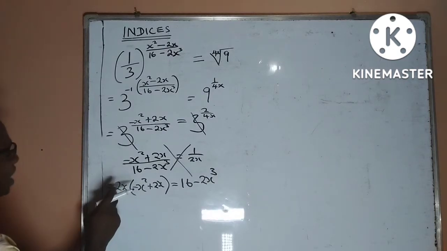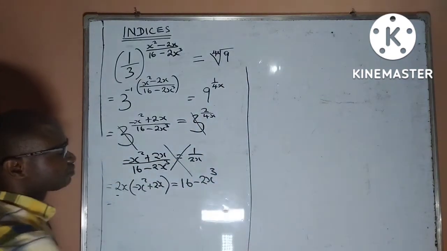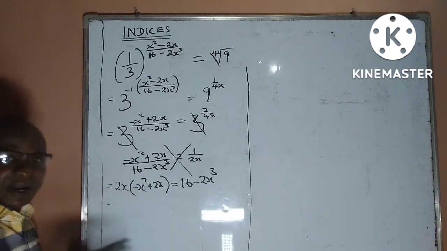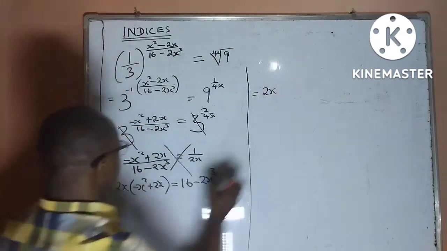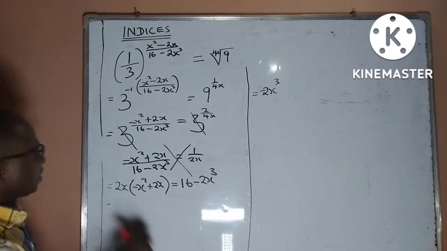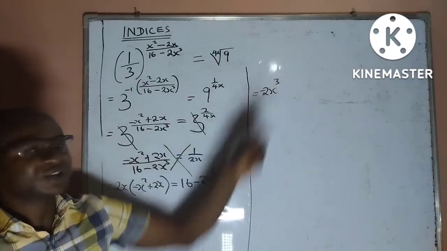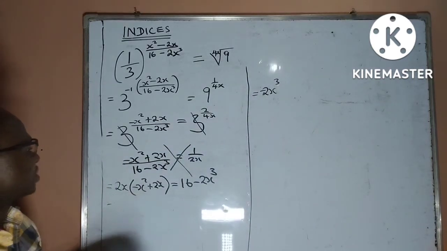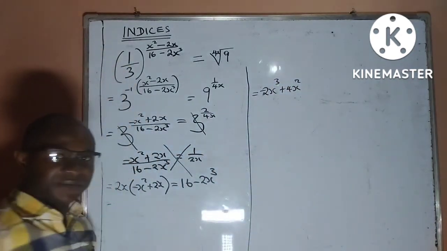So at this point, I want to open the bracket. We do that this side. From here, 2x times minus x raised to the power 2 is going to give me minus 2x raised to the power 3. Also, 2x times plus 2x will now give me 4x raised to the power 2. Beautiful.